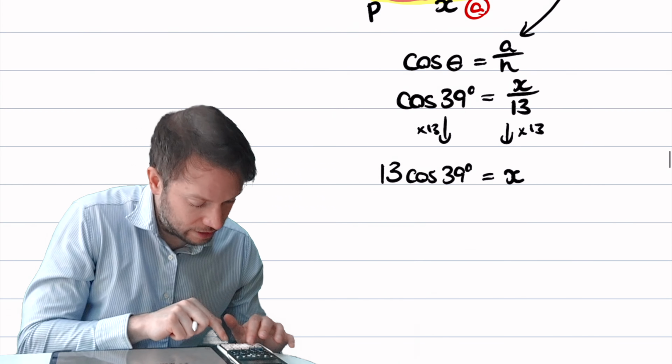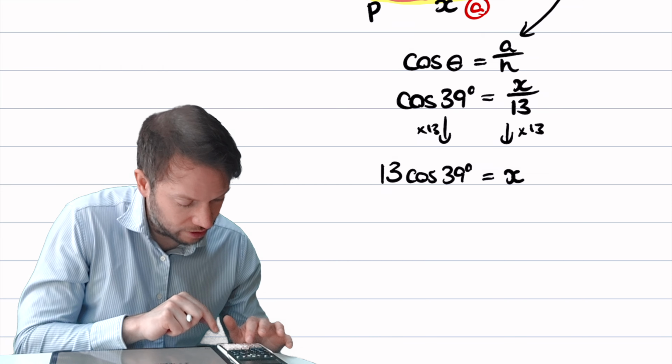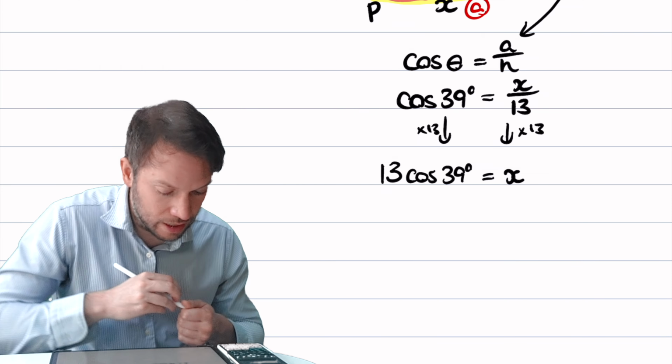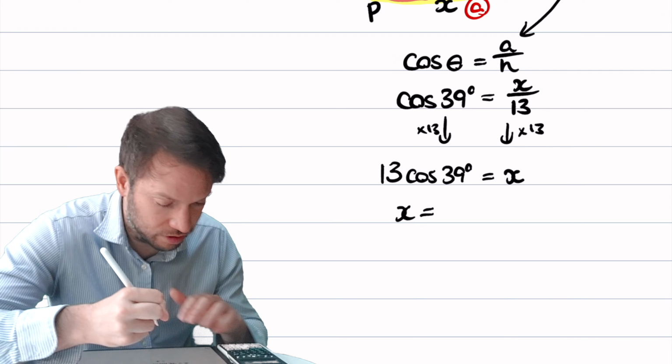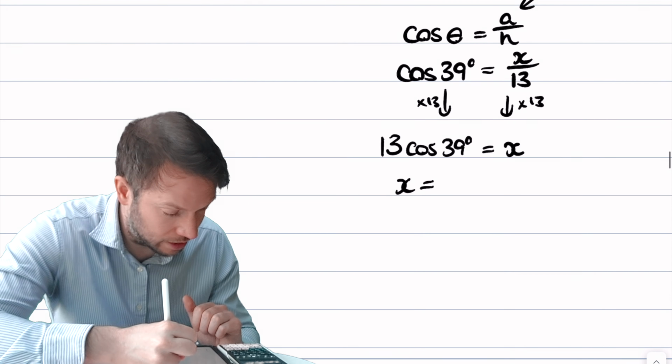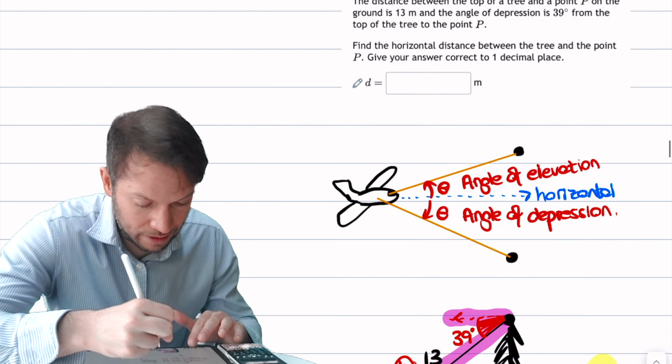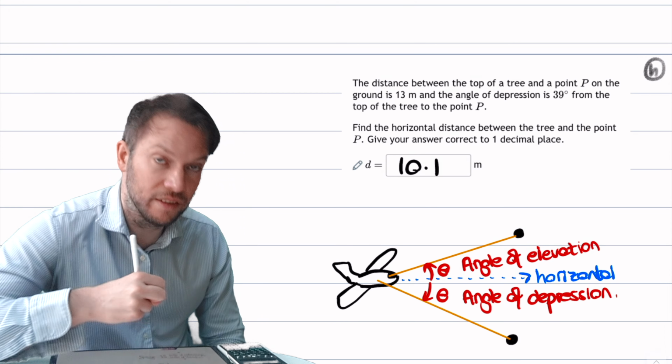We just put that in our calculator. Don't worry about how your calculator works out cos of 39. And then we get x is equal to, how many decimal places? 1 decimal place. So 10.1. And it was in meters. So it's 10.1 meters. That's the distance.